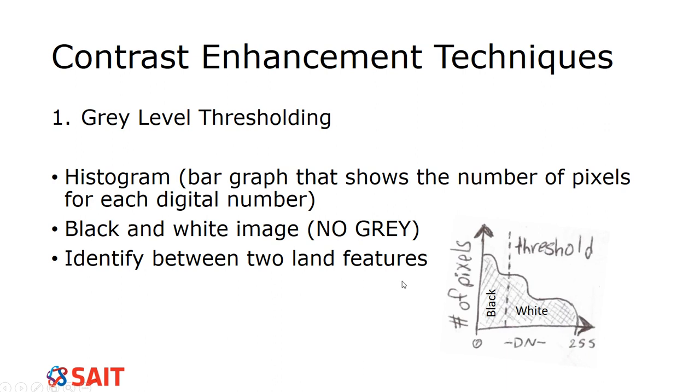That allows us to identify between those two features. A really good example of this, if you were to use a near infrared band and you have water and land in the same image, you're going to see a bump with the water and you're going to see a bump with the land. If you cut it in half, then you're going to see land and water.